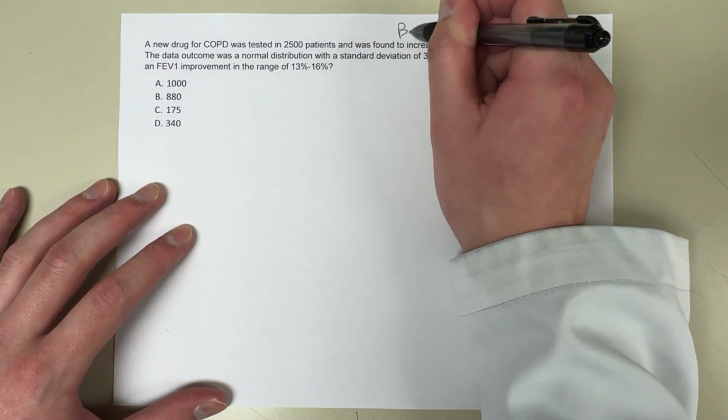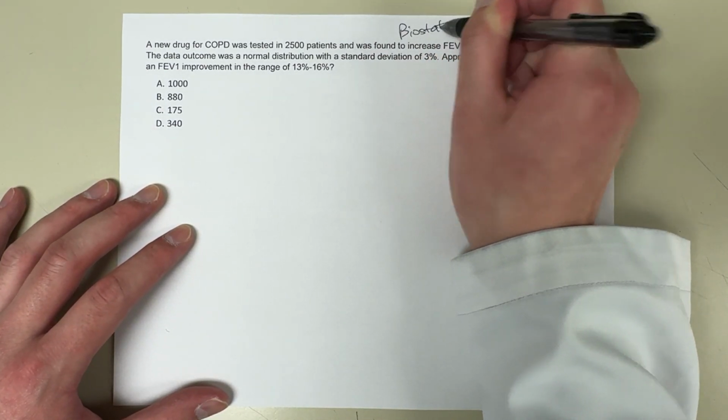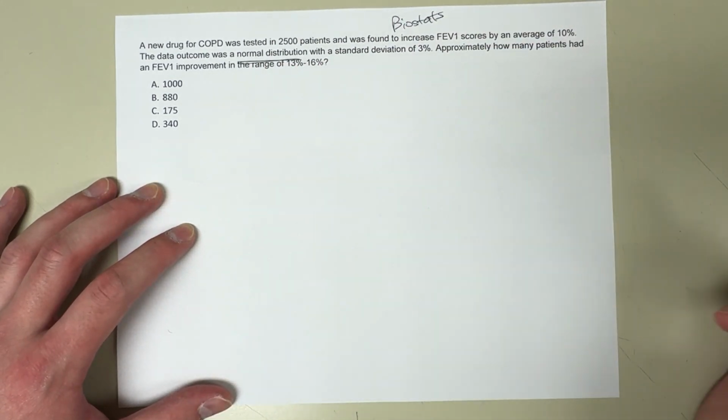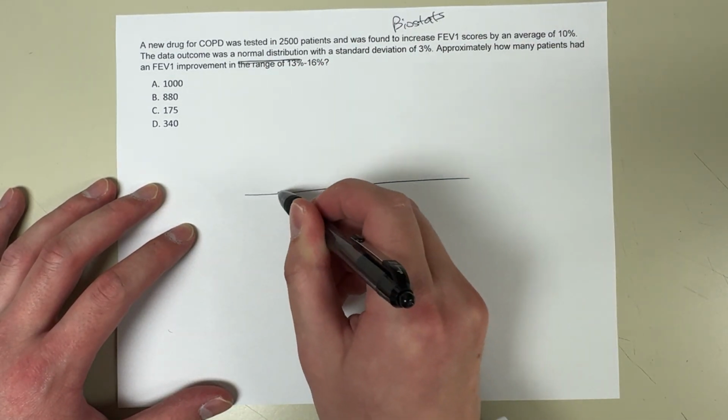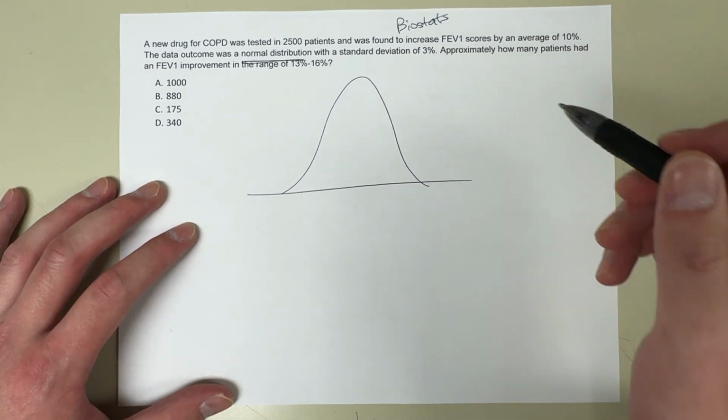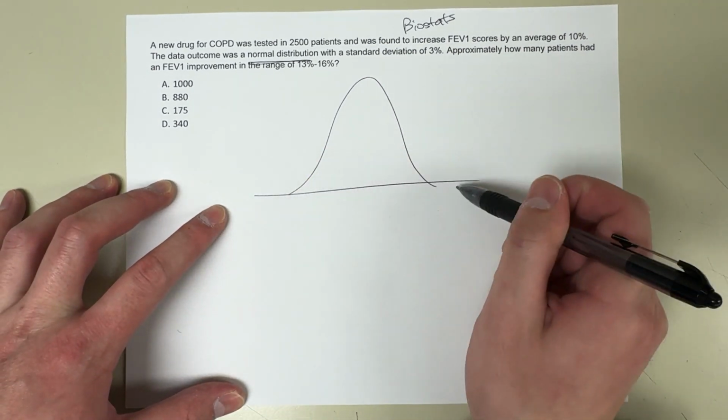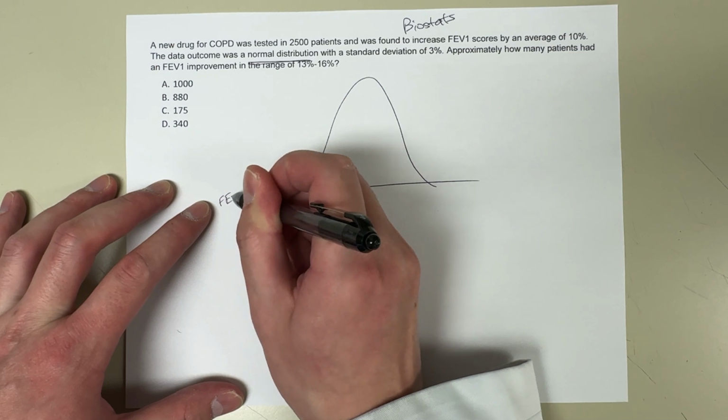So this is a biostats question, and you have to understand what the normal distribution is. I'm sure you're all familiar with this graph here. It looks like this. And then this bottom part represents the FEV1 improvement.